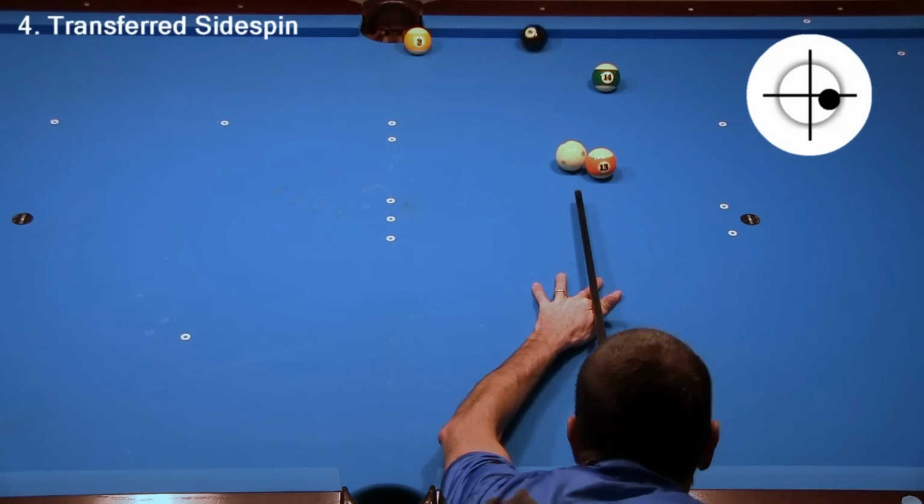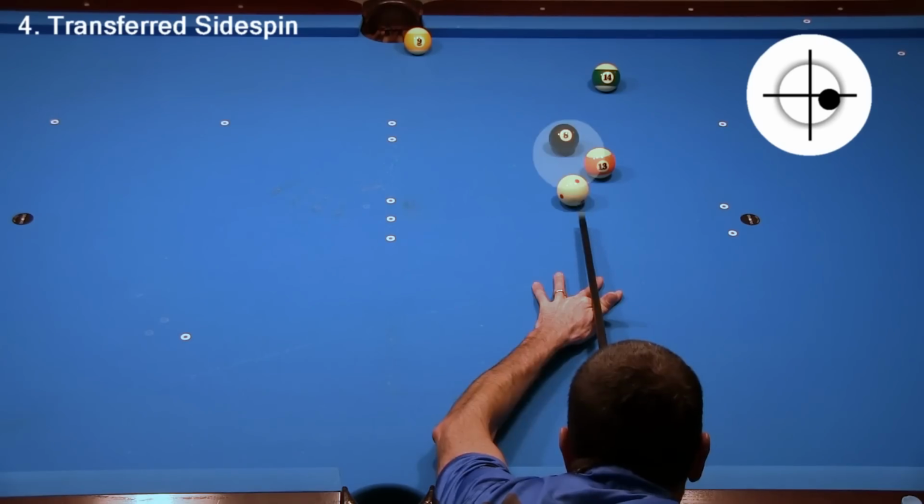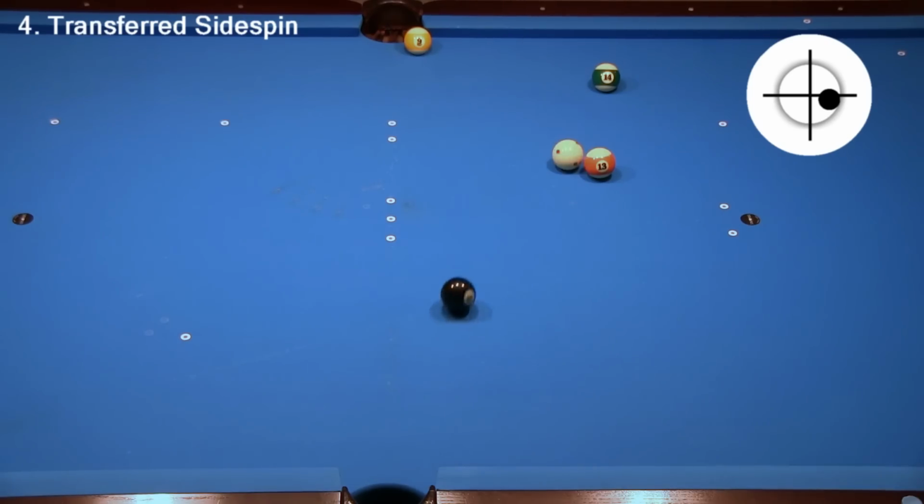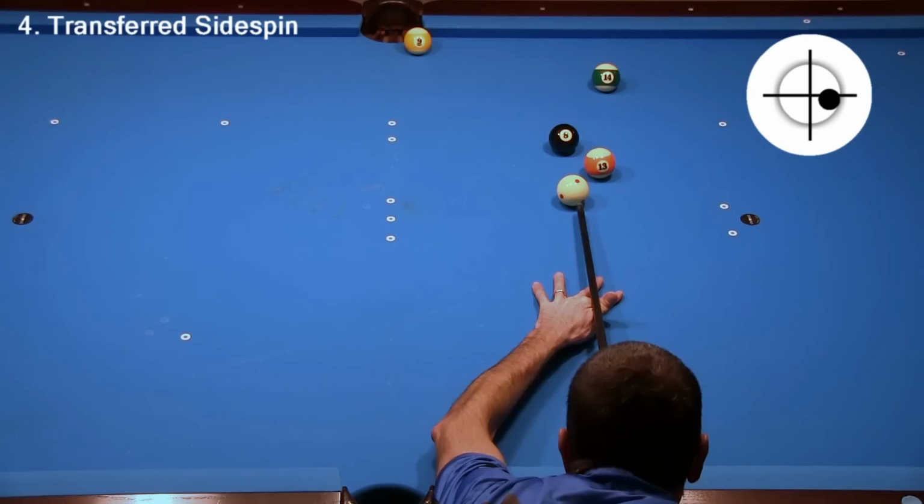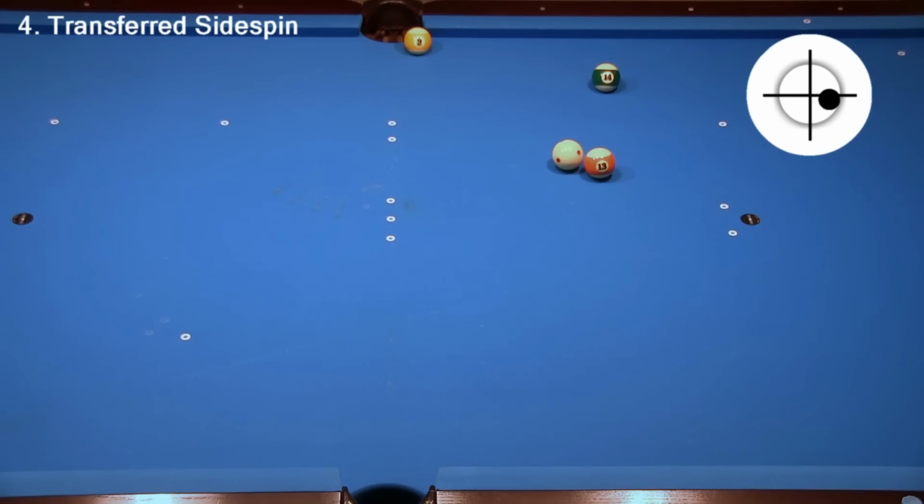Did you notice the cue ball head to the right a little, even though I hit the object ball squarely? That's because when the cue ball throws the object ball to the left, the object ball pushes back on the cue ball to the right. For every action, there is always an equal and opposite reaction.